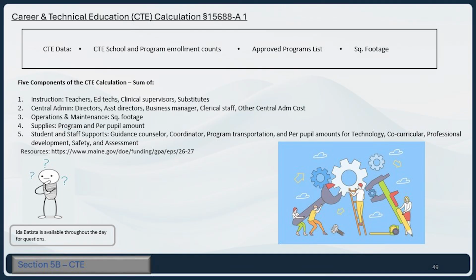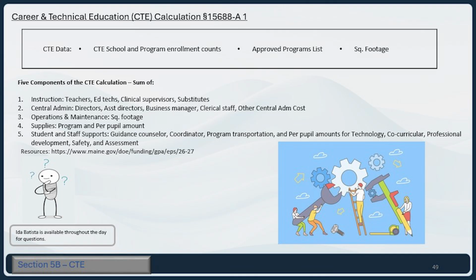For operation and maintenance, we look at your square footage, and it's your square footage by 6.7. Supplies, there's specific supply program costs that we allocate out, plus a per pupil amount for the students in that program. And for student and staff supports, for your guidance counselors, we do it by enrollment. It's either 1 or 1.5 that we allocate out. Every CTE gets a coordinator, 1 FTE coordinator.